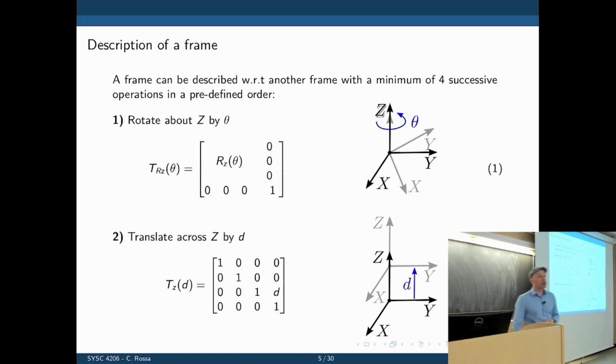What's the homogeneous transformation now that connects these two? It's the rotation matrix and the translation of the two frames concatenated. Remember that? What's the rotation matrix? It's simply the rotation matrix around Z by theta. So it's a 3 by 3 matrix.